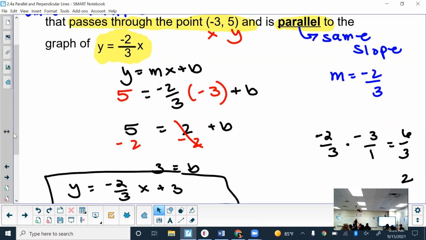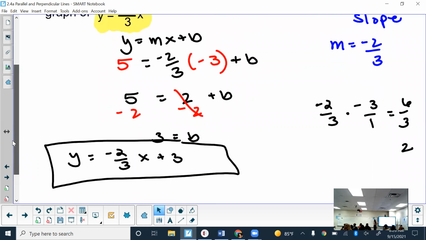To find your y-intercept, what do you have to do? Remember, you need 2 things to write something in slope-intercept form: your slope and your y-intercept. How can you figure out your y-intercept? You use the point that it gives you. So you plug in your point and your slope, y equals mx plus b, and solve for b. And that's the work shown for that.